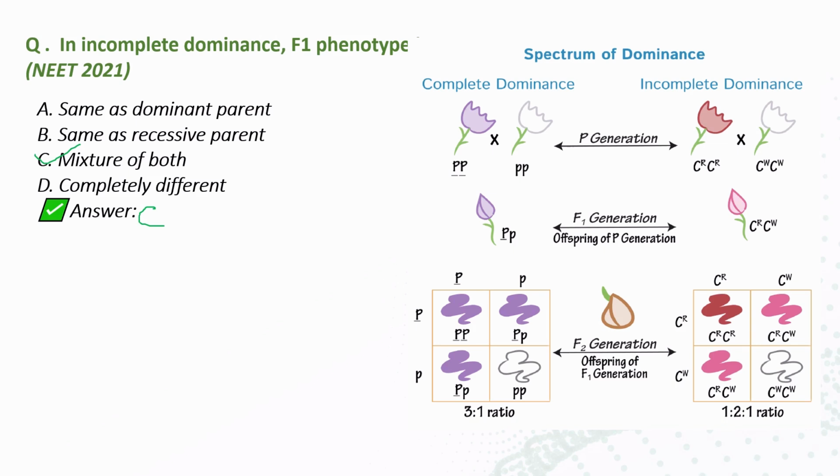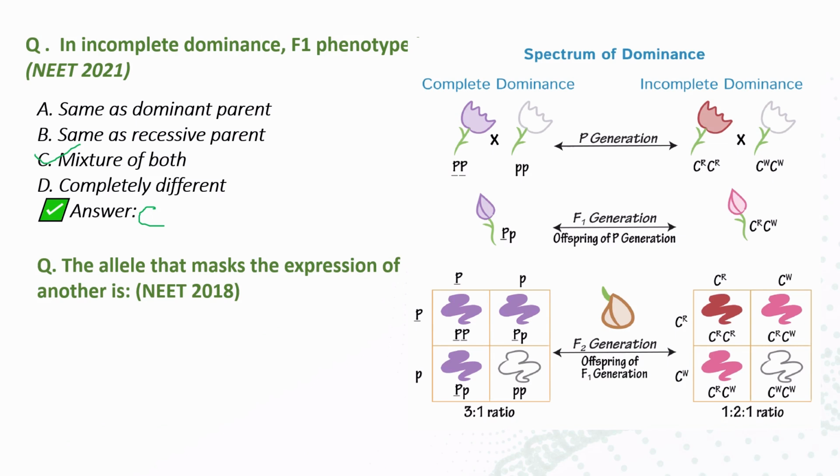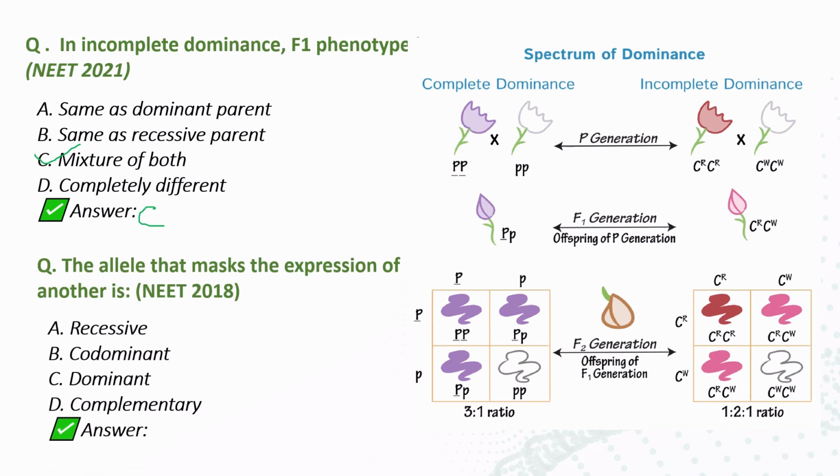Okay, if we move on to the next question. Very good, it also came from dominance itself. What was the question they are asking? The allele that masks the expression of another, that is, the allele whose expression is suppressed by another allele. That is known as what? They are giving the options. Recessive allele cannot mask the expression of the other. Why? Because it is not that active.